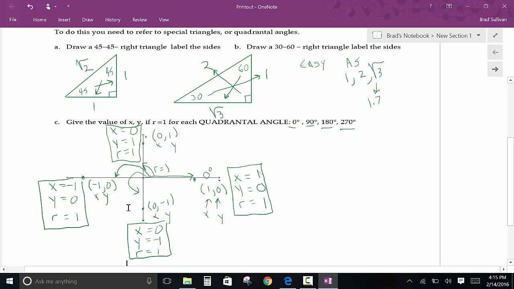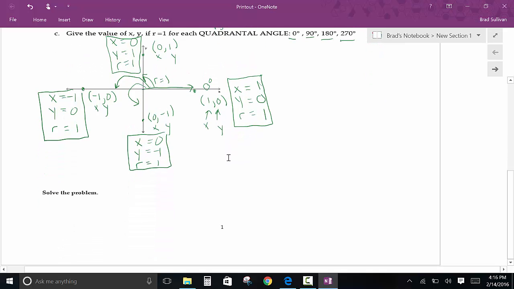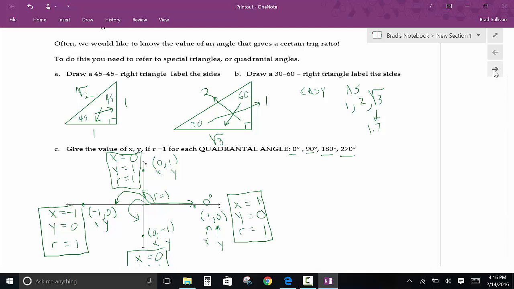Now, that kind of a thing, you need to be able to create that. You need to know your special triangles and have that memorized. You also need to be able to create the x, y, and r values at any of these quadrantal angles, because that'll help you to figure out the special values of trig functions then.